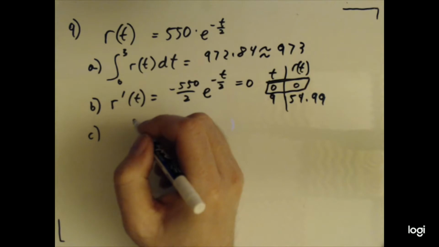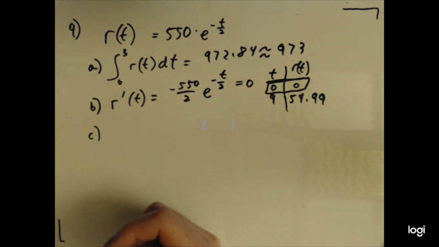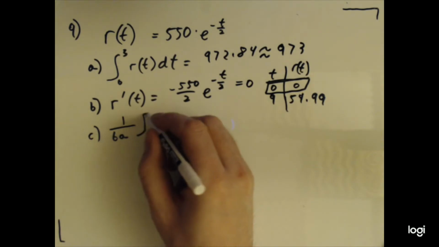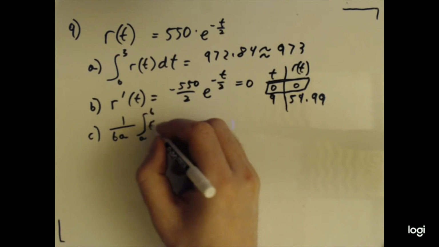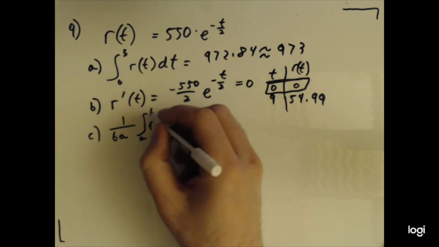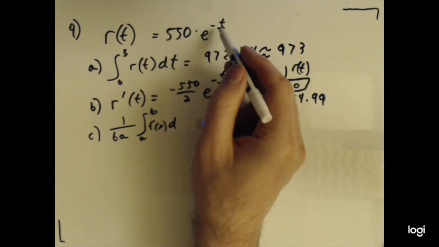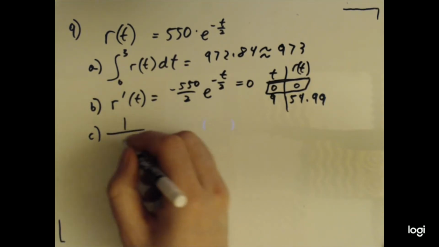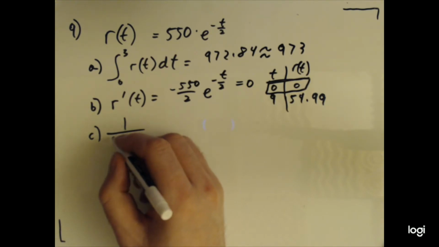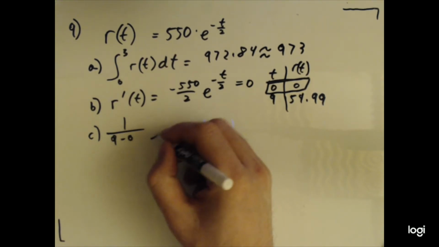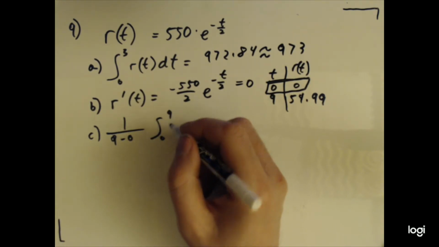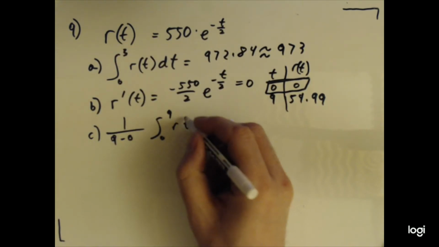C, determine the average rate at which ticket sales are being sold over the 9-hour period. Now remember, that is 1 over b minus a times integral from a to b of f of x dx. In this case, it's r of t. So then what we do, sorry, b minus a, not b times a. So b minus a, that is 9 minus 0, integral from 0 to 9 of this function, r of t dt.